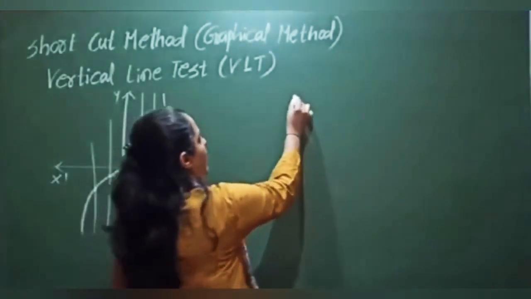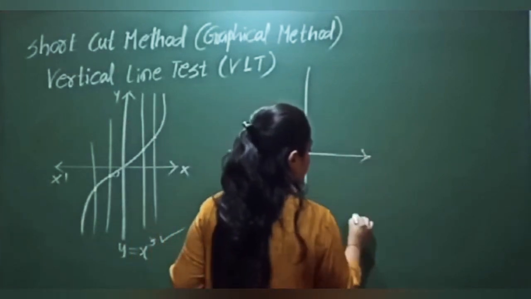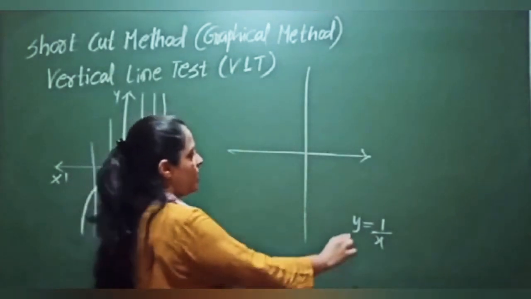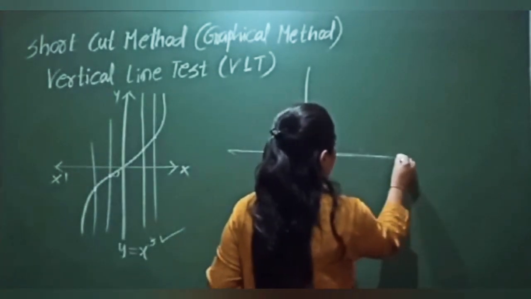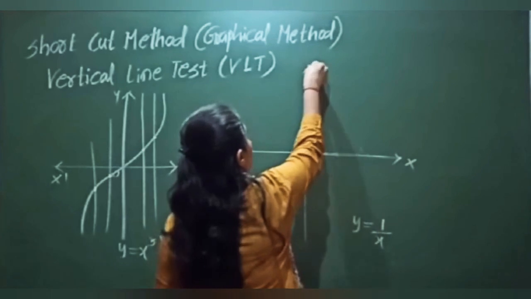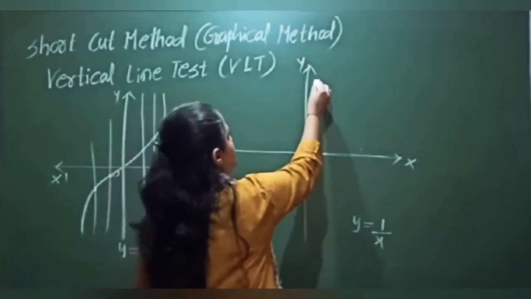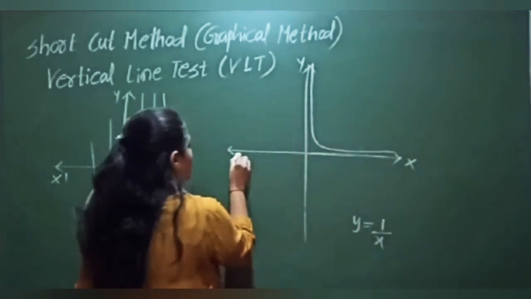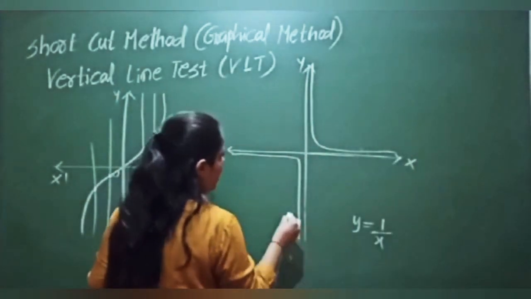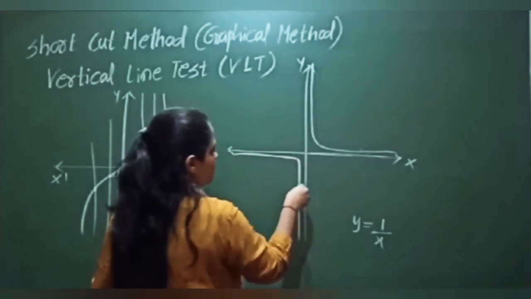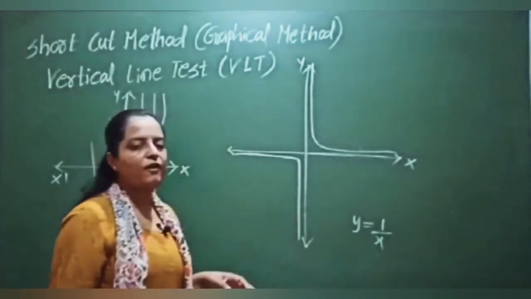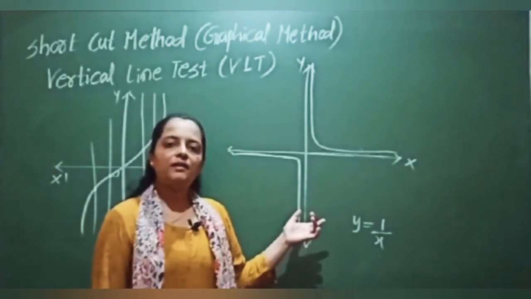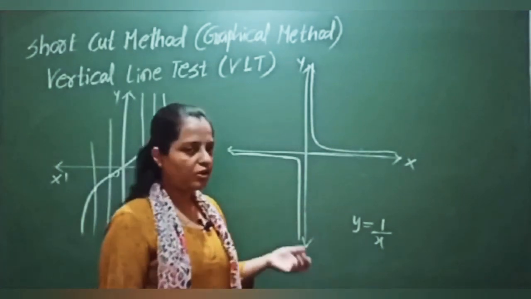I am going to consider now another function, that is y is equals to 1 by x. This is a rational function. So now we'll think whether it is a function or not. Y is equals to 1 by x, and this graph also is from the first year itself. The graph of this function comes like this. This is the graph of y is equals to 1 by x, and now we'll take the vertical line test for this and decide whether it is a function or not.